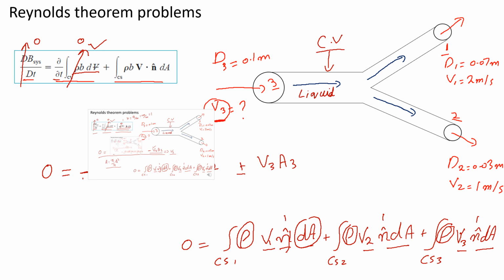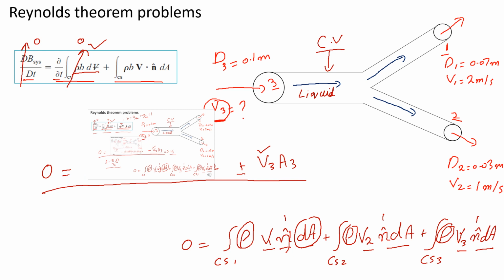So this is now our final equation, and now we can solve this problem by just putting in values, because we have one equation and one unknown. We have only one unknown, that is this v3. So sorry, I've made a mistake.